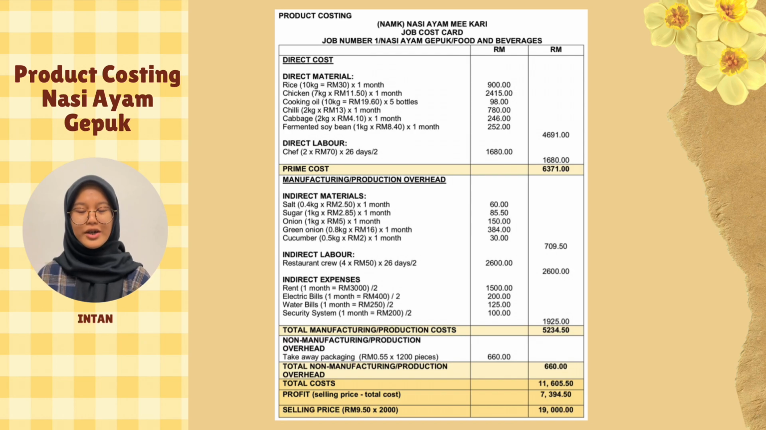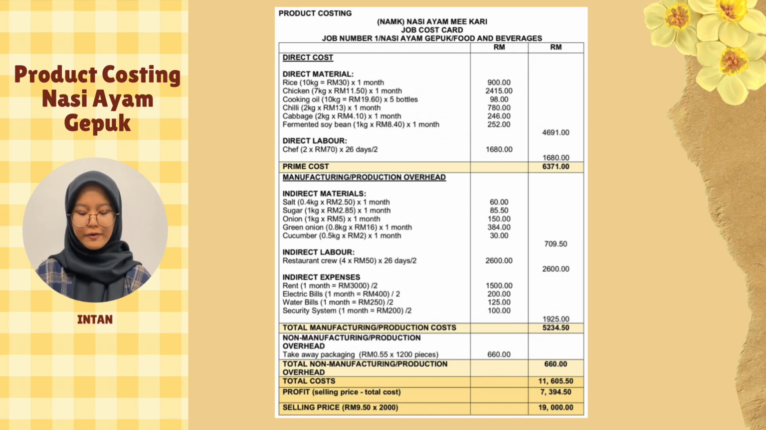Next is manufacturing or production overhead. In this section, we calculate the indirect materials, indirect labor, and indirect expenses. For indirect materials, the total is 709 ringgit and 50 cents. Meanwhile, indirect labor has 4 restaurant crews with the total of 2,600 ringgit. For indirect expenses, the total is 1,925 ringgit. Then, we added all the totals and get 5,234 ringgit as total manufacturing or production costs.